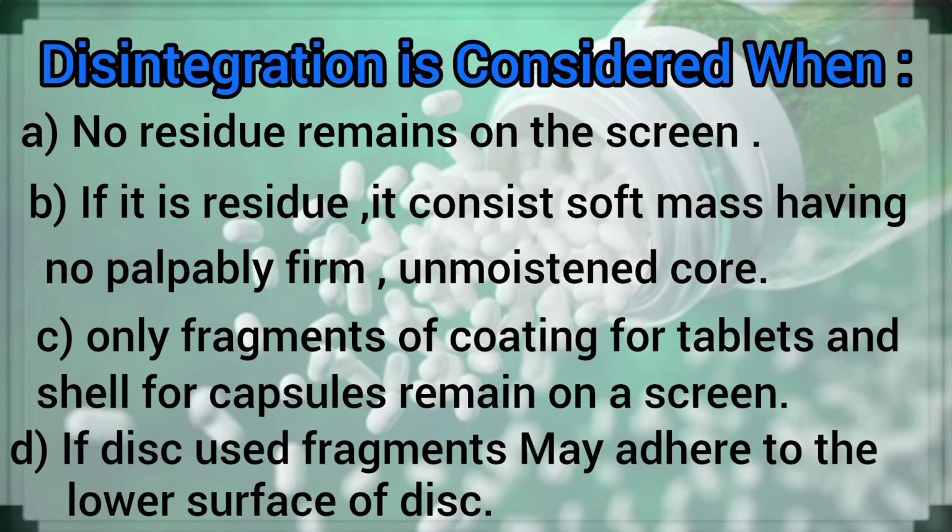No residue remains on the screen. B. If there is residue, it consists of a mass having no palpably firm, unmoistened core. C. Only fragments of coating for tablets and shell for capsules remain on the screen. D. If a disc is used, fragments may adhere to the lower surface of the disc.